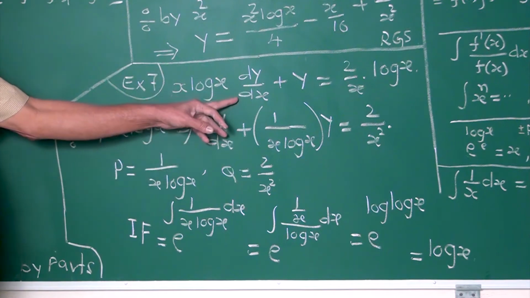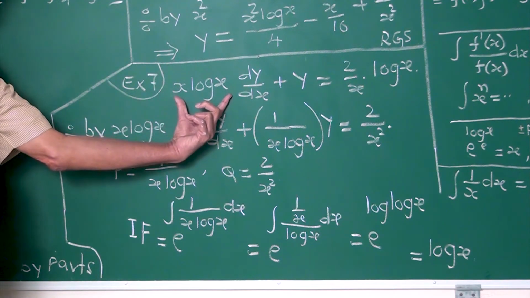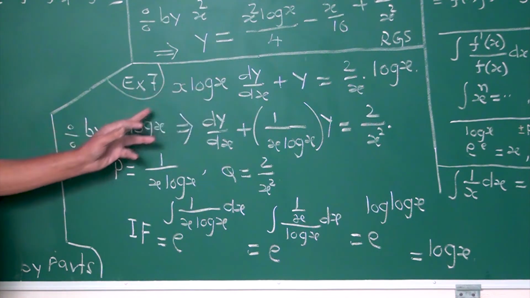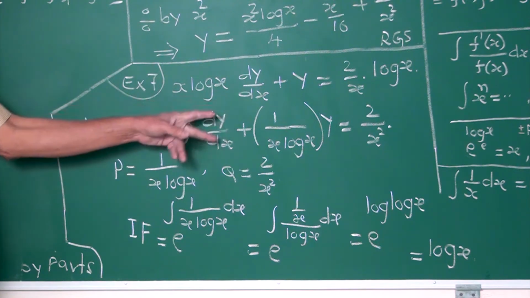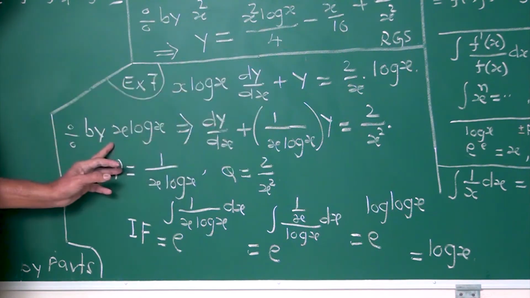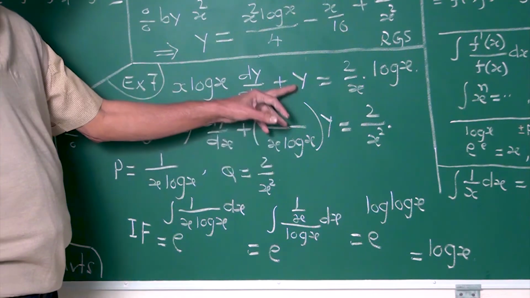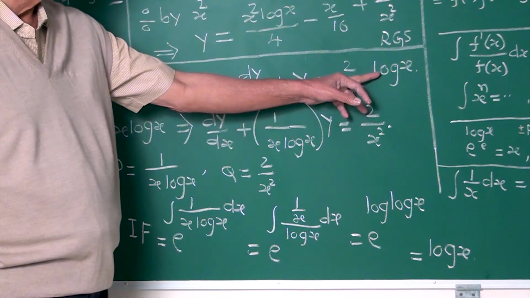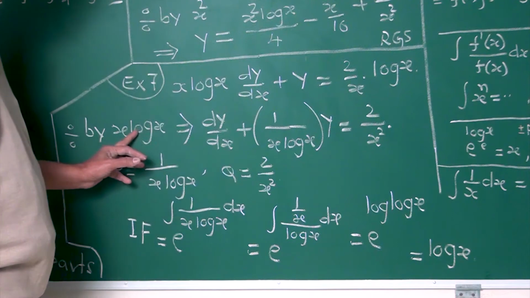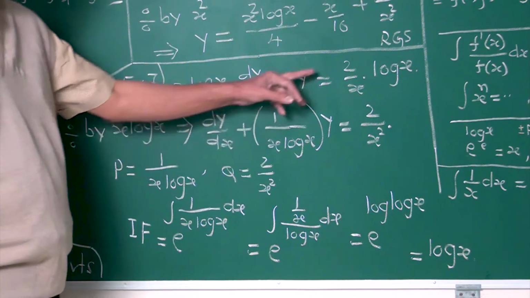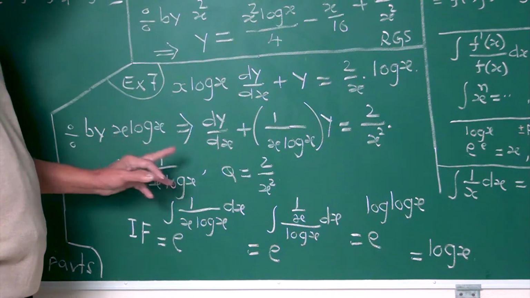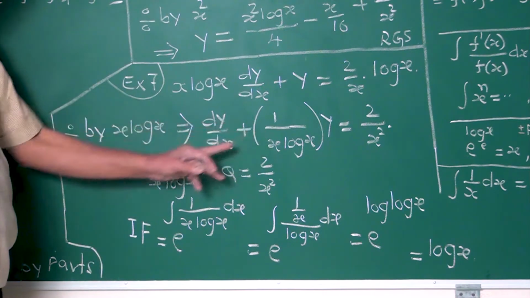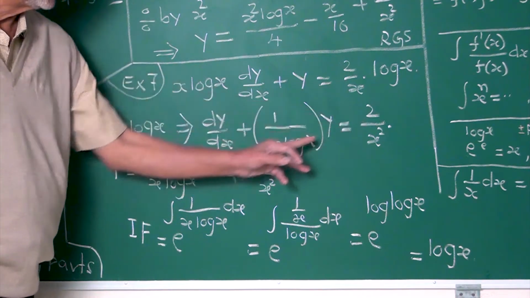Yes, dy by dx, its coefficient is other than 1. Other than 1 means divide by the coefficient. x log x cancels with x log x, leaving dy by dx plus 1 upon x log x into y equals, this log x cancels with log x, leaving 2 by x into x, which gives 2 by x square. This is p, this is q.